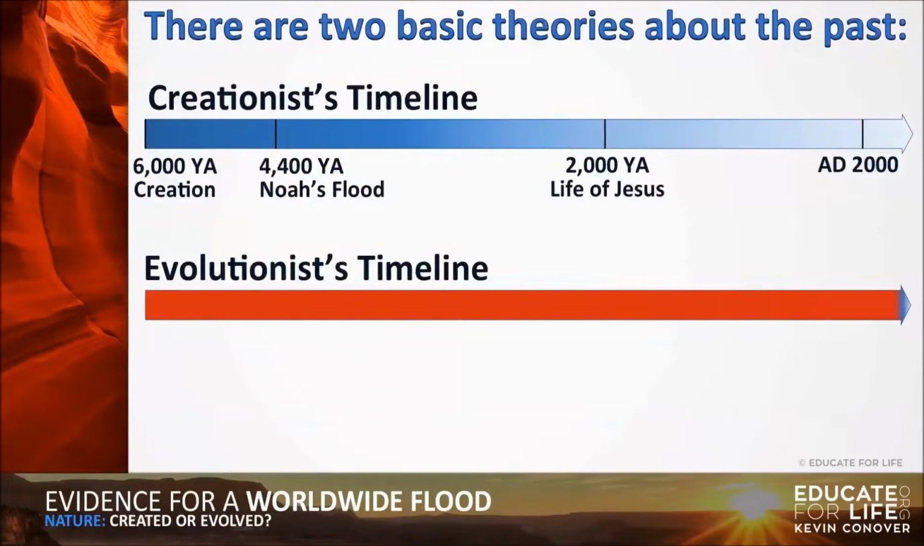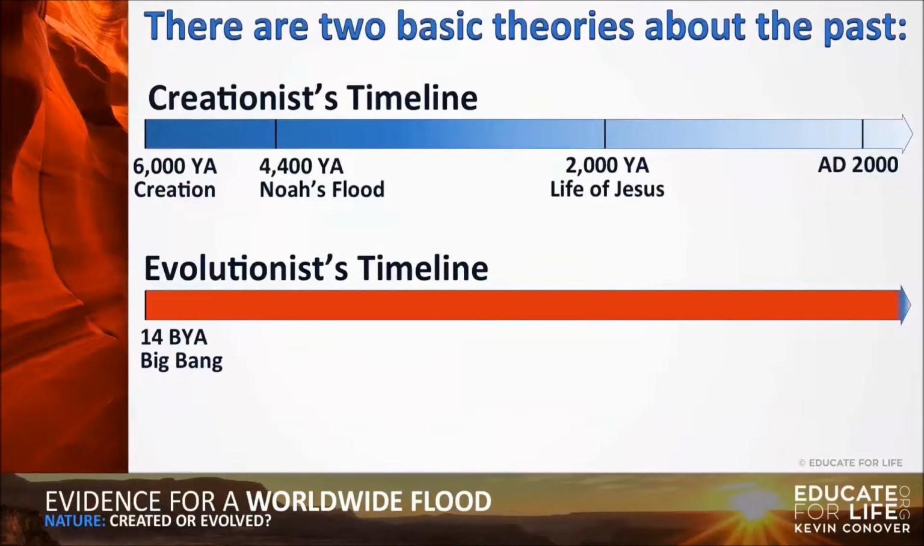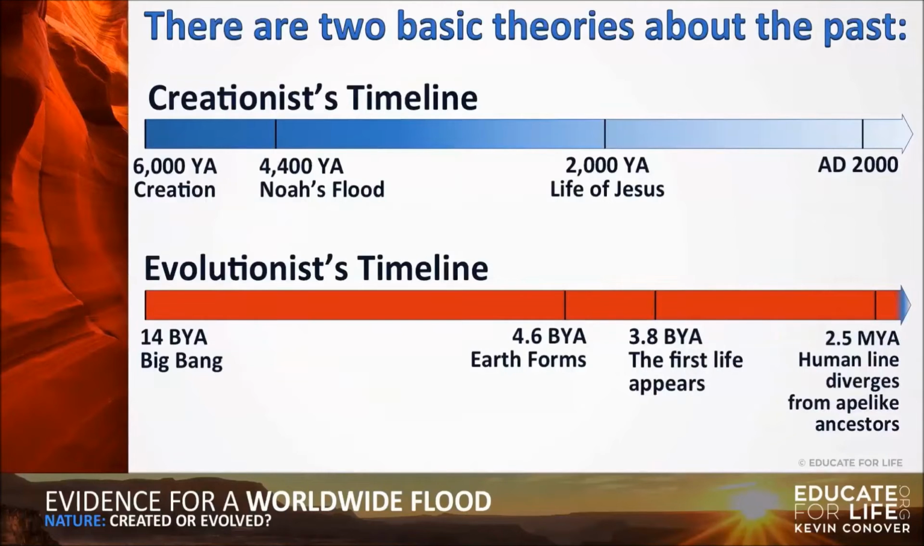An evolutionary timeline says about 14 billion years ago, what happened? They say there was a Big Bang. We will talk about the Big Bang in a future class that's in this course, and whether that's scientific or not. About 4.6 billion years ago, the Earth formed. About 3.8 billion years ago, the first life appears. And about 2.5 million years ago, the human line diverges from ape-like ancestors. So this is their claim, and you can see how radically different they are. And we want to know which really happened.